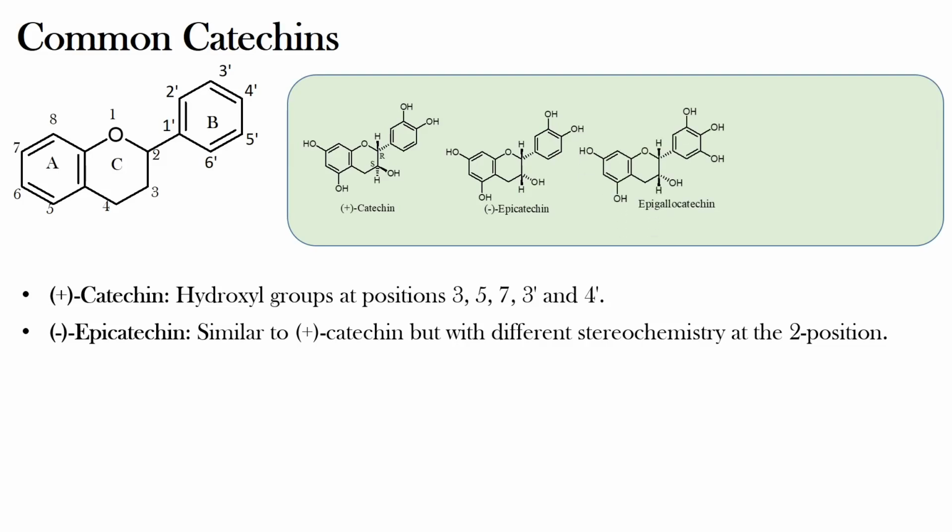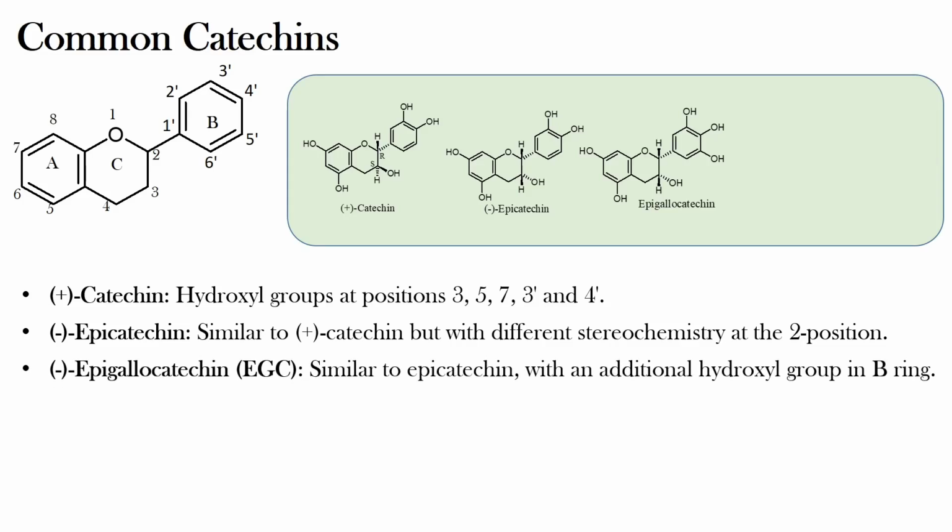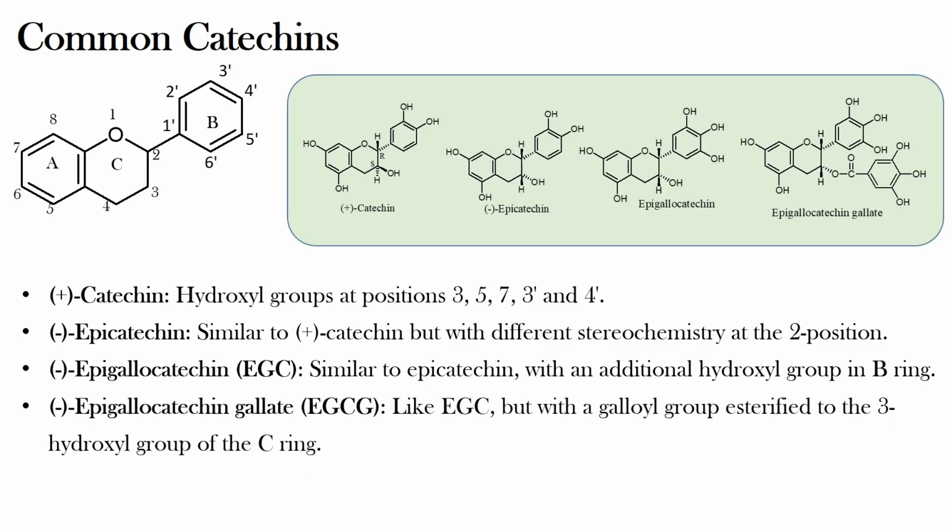Coming to epigallocatechin. Epigallocatechin is similar to epicatechin but with an additional hydroxyl group in the B ring. Epigallocatechin gallate. Epigallocatechin gallate is similar to epigallocatechin but with a galloyl group esterified to the third hydroxyl group of the C ring. So these are the chemistry of catechins.